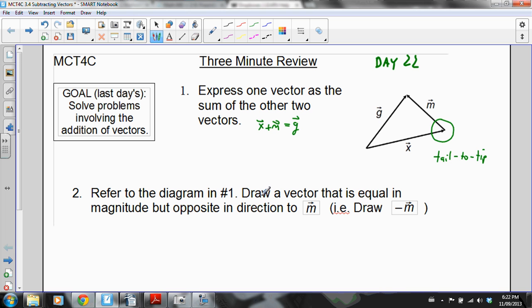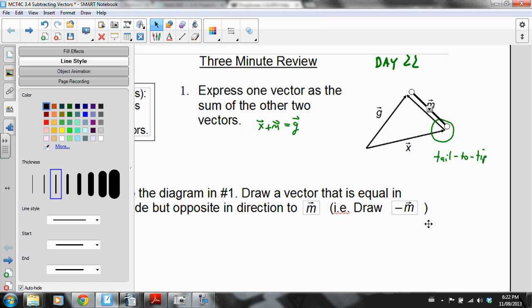Refer to the diagram in 1. Draw a vector that is equal in magnitude but opposite in direction to m. So we want to draw the opposite vector to m. Well, I can do this. You'll have to just eyeball it on your sheet, but there it is. Well, that looks like a vector that's the same, but I'm going to put an arrow on the other end. Smartboard magic. There.